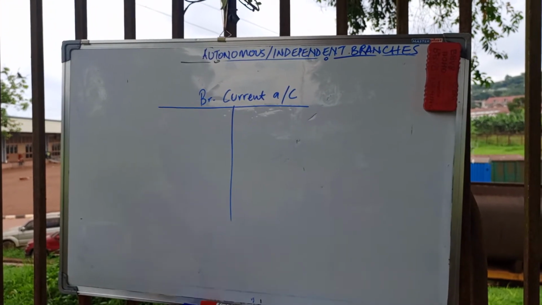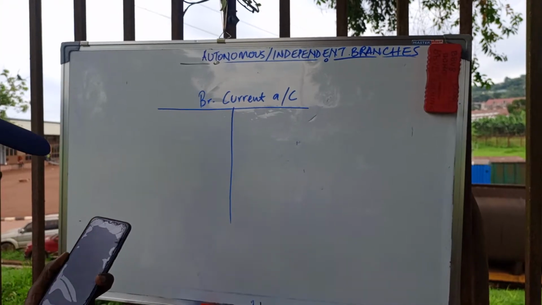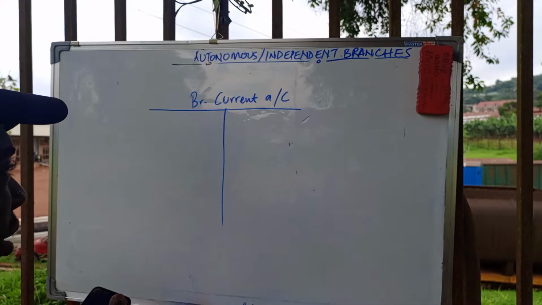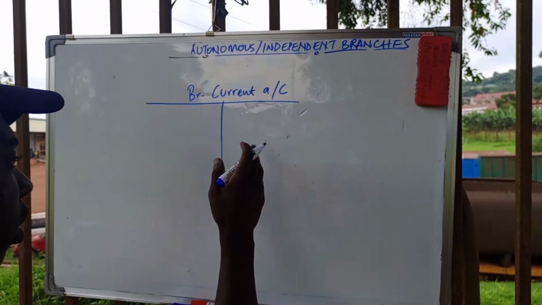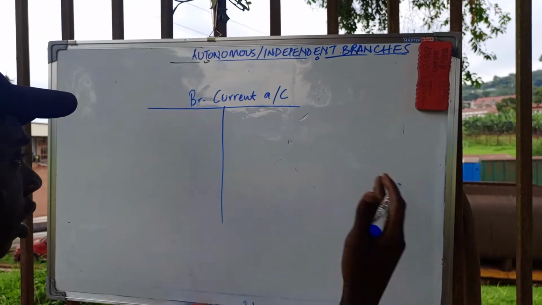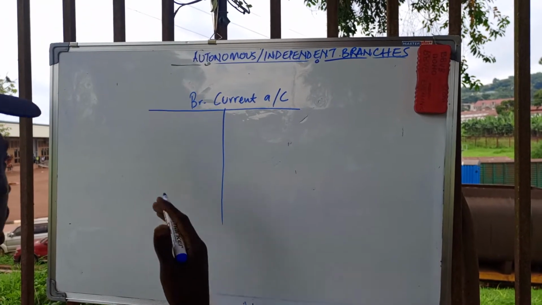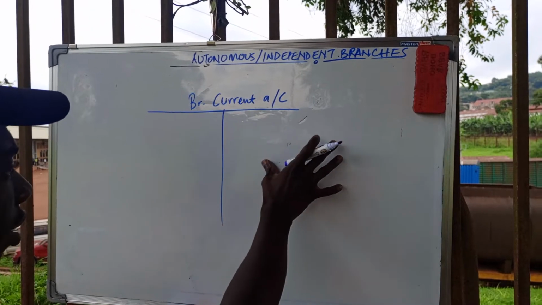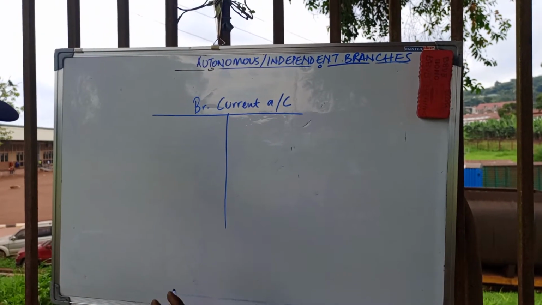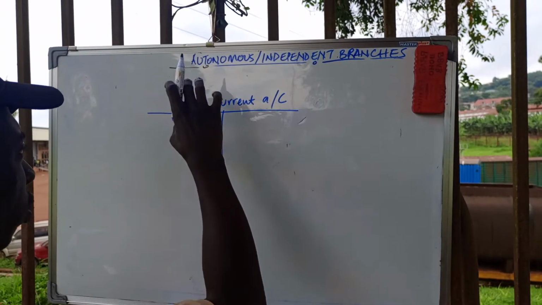The first Roman numeral, part A, is required to prepare the branch current account to reconcile the head office and the branch current account balances. So they have requested us to prepare the branch current account. They haven't made mention of the head office current account. So you are restricted to preparing only one account, which is the branch current account. That's why I'm drawing up one account. They haven't said prepare the current account to reconcile the two balances. They have only mentioned prepare the branch current account.